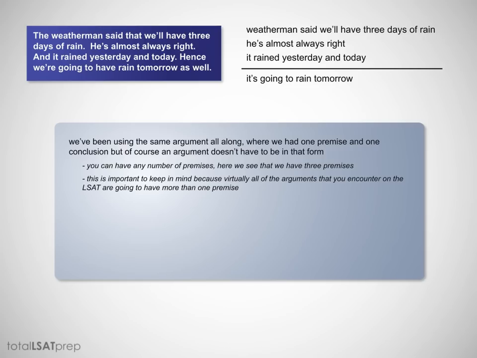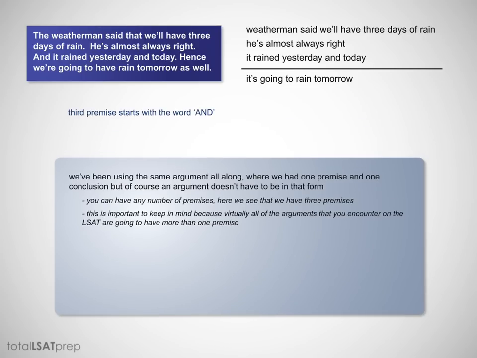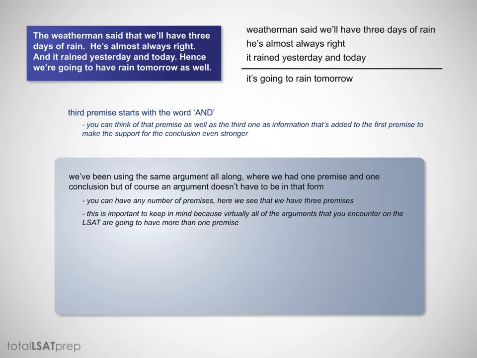And if you notice in the third premise, it starts off with the word and. You can think of that premise, as well as the third one, as information that's added to the first premise to make the support for the conclusion even stronger. A lot of arguments have that basic structure, where the individual premises add further information to strengthen the support for the conclusion. Let's take a look at this argument.